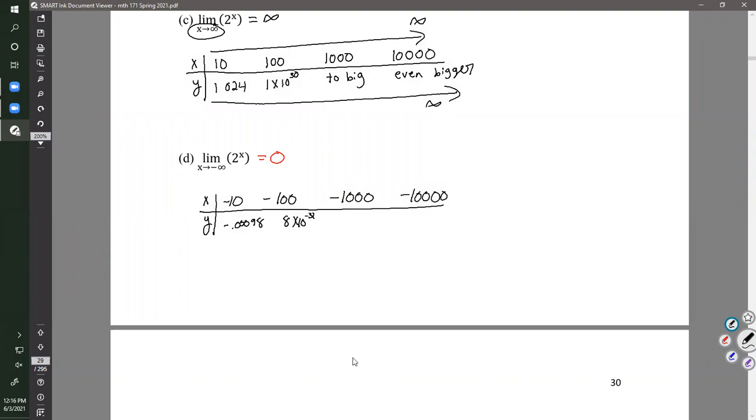And then if you plug in negative 1,000, my guess is your calculator just says error or too small or something like that. It just said 0. So it's small enough that it doesn't even give you the actual number. So I'm going to say tiny, and I'm going to say even smaller. Even though your calculator says 0, it never actually hits 0, but it's so close that it might as well be 0.